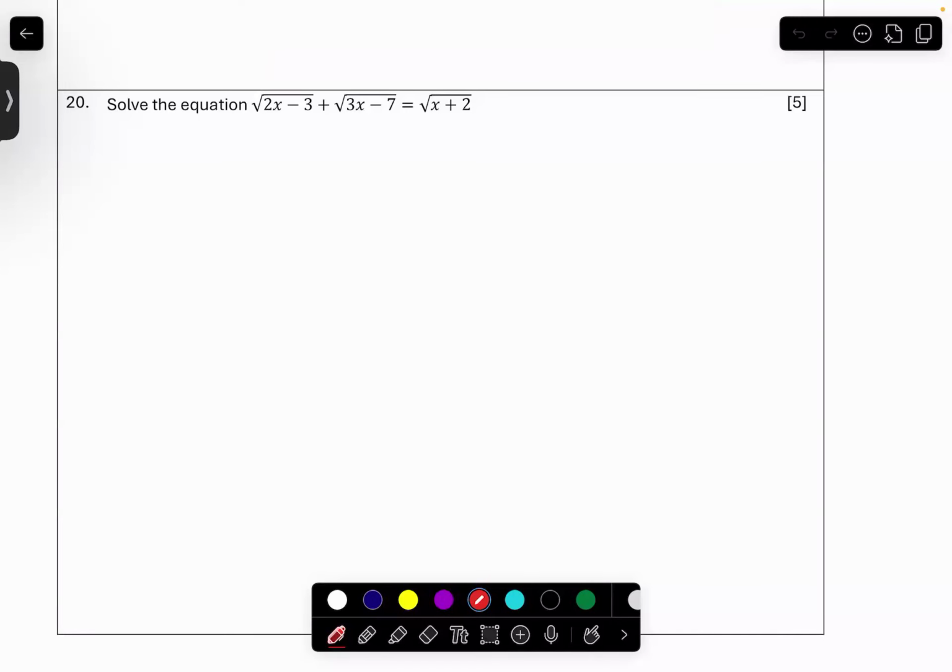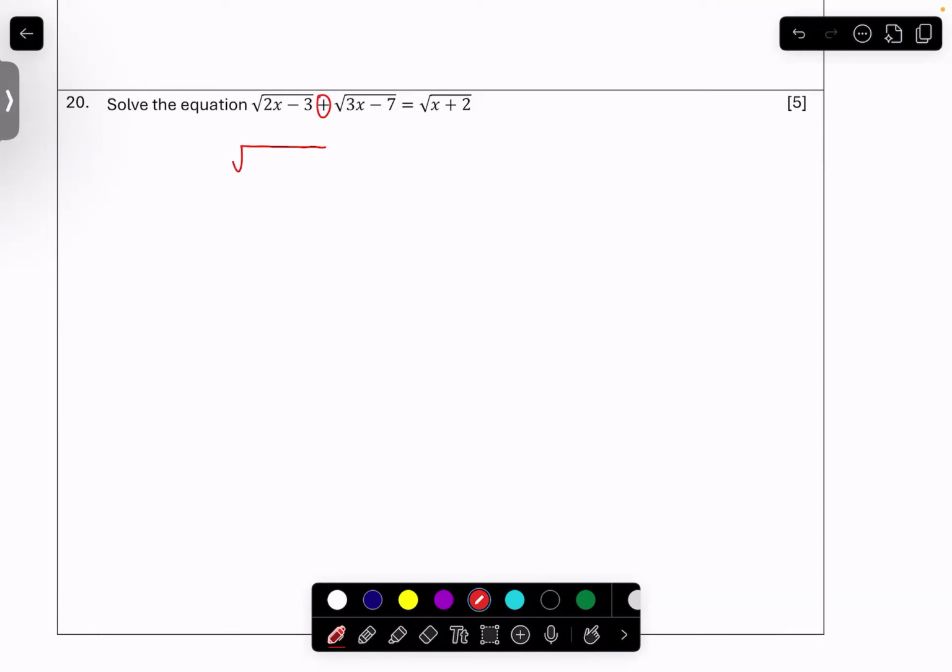Okay, let's look at question 20. Solve the equation root 2x minus 3 plus root 3x minus 7 equals root x plus 2. What's the problem with this question is that when you square the equation, you can't actually get rid of the square root all at once. Why? Because of this plus sign over here.